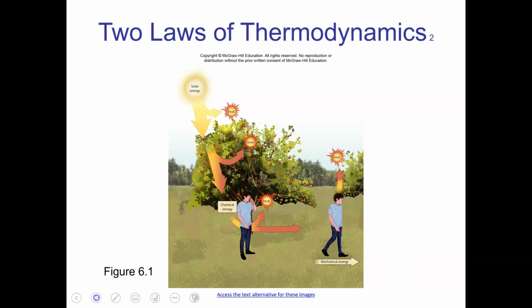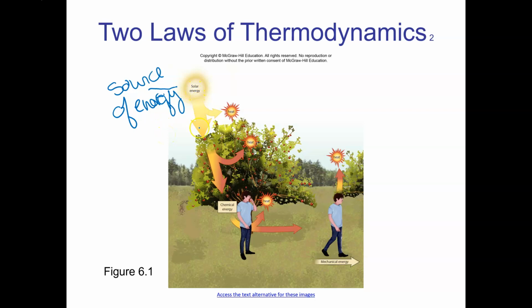Let's first look at the laws of thermodynamics. Here we're looking at solar energy. This is the major energy source, our primary source of energy. You might not see it very well.